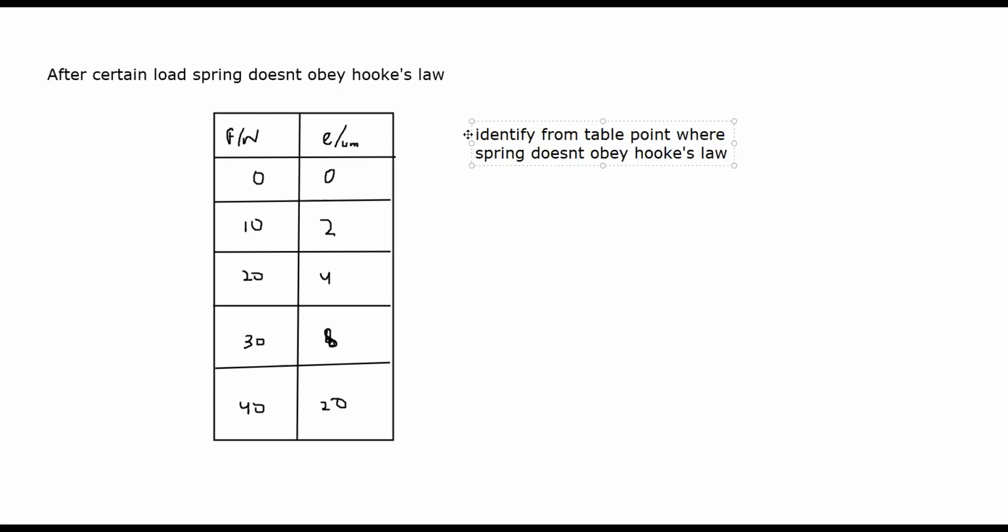So how can you identify from a table the point where the spring does not obey Hooke's law? As you know, if it is obeying Hooke's law, the ratio between force and extension should be constant. So when I take the ratio of force divided by extension, I should get a constant answer. First value is 0 and 0, we don't have to do. The second value, 10 divided by 2, is equal to 5. 20 divided by 4 is equal to 5. But the third value is 30 divided by 8, which is equal to 3.75. And the next value is 40 divided by 20, which is equal to 2.